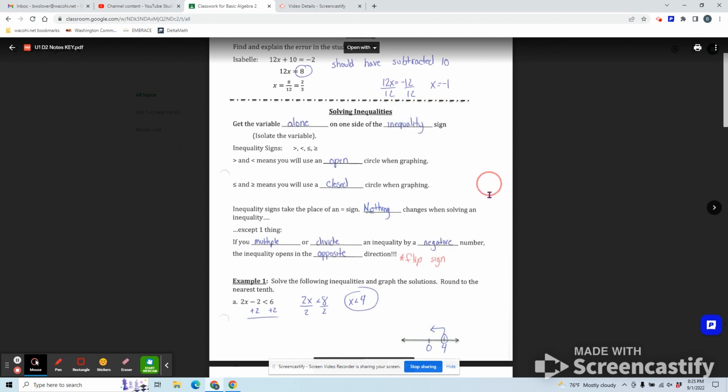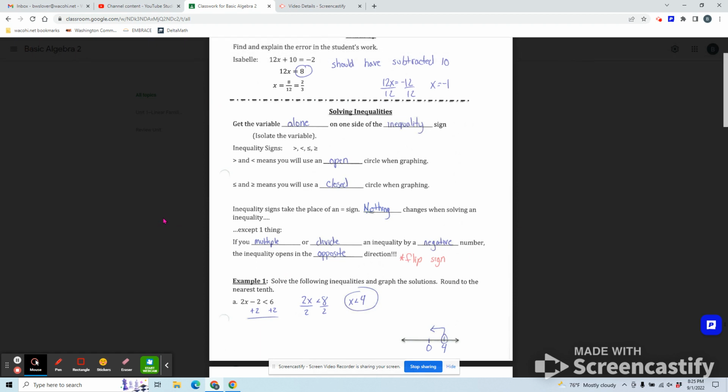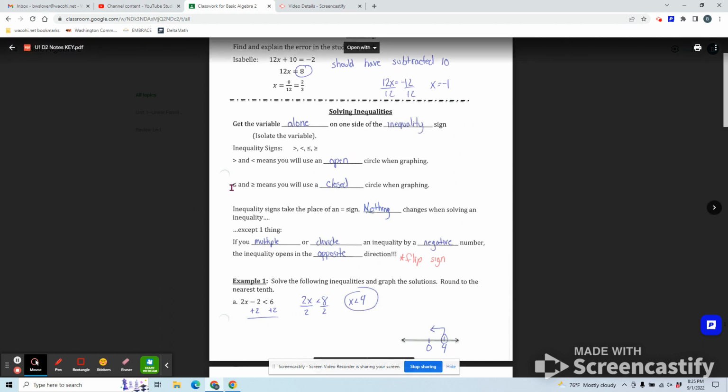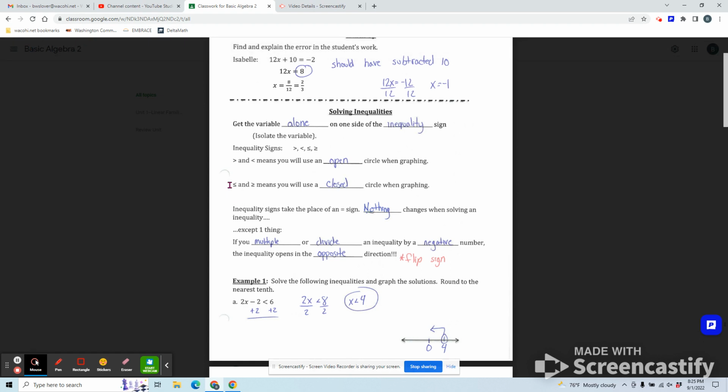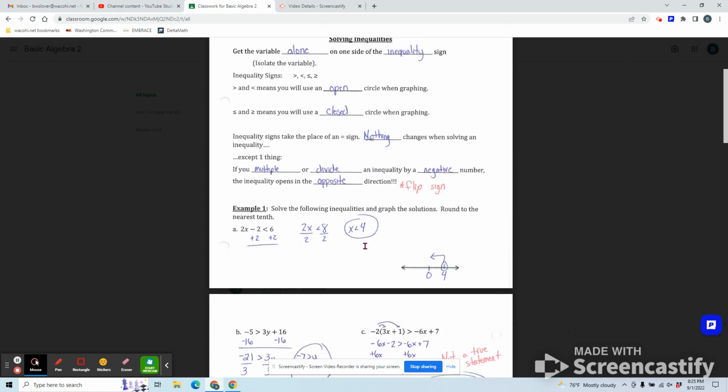So up top is just reminding you of how to solve and whether we have open or closed circles. So remember, if it's open, that means we're not including that number as an answer. But if it is closed, which would be your less than or equal to, greater than or equal to, we are including that as your answer. And we're going to keep in mind that if we multiply or divide by a negative, we got to flip the sign. So example 1 is just pretty straightforward.